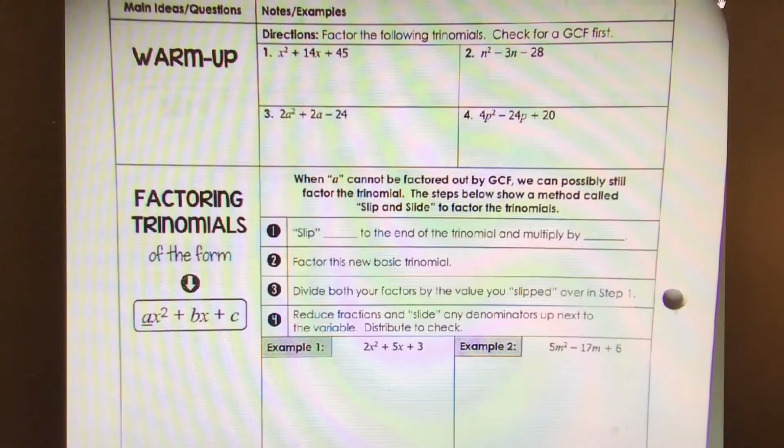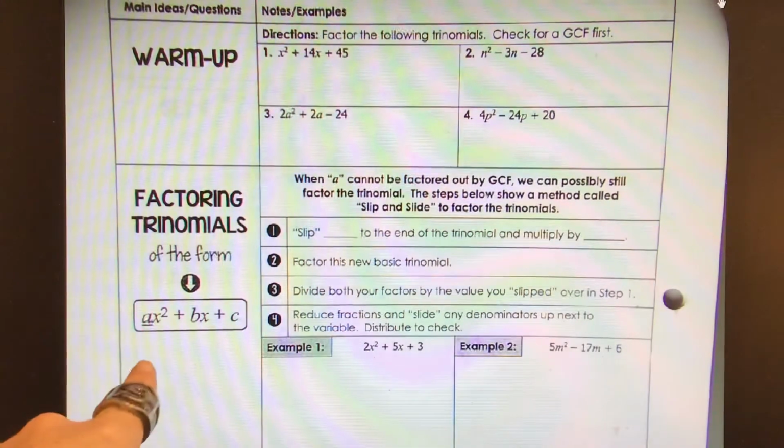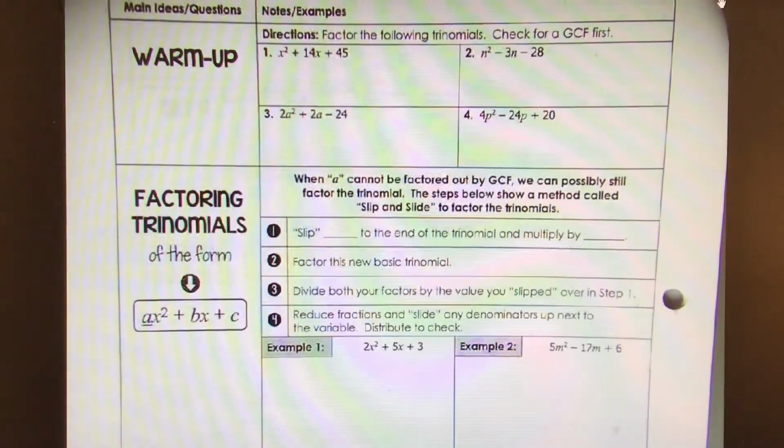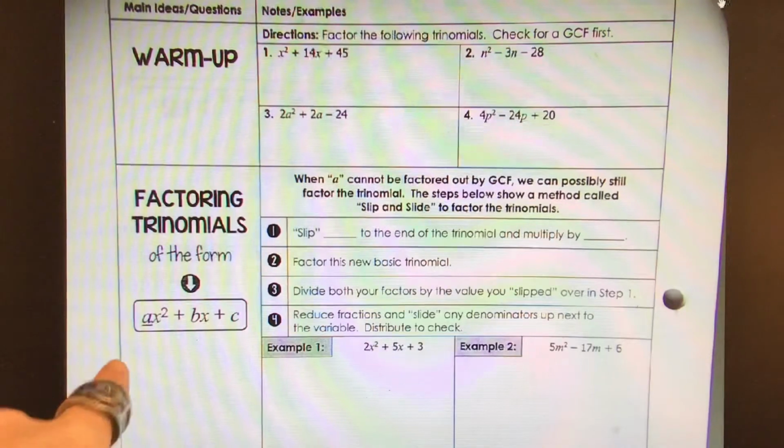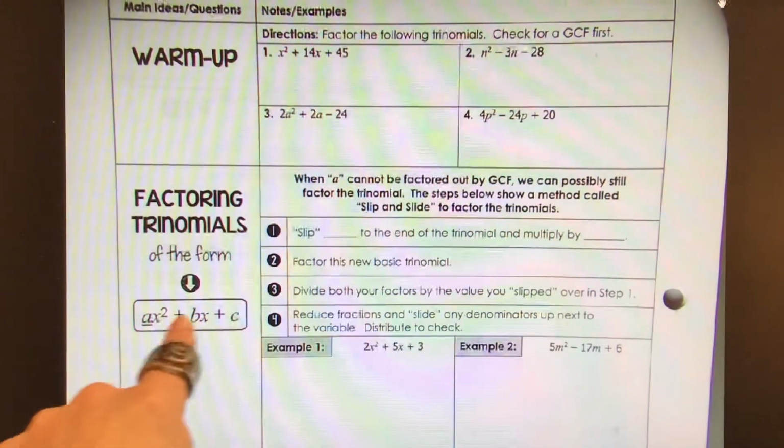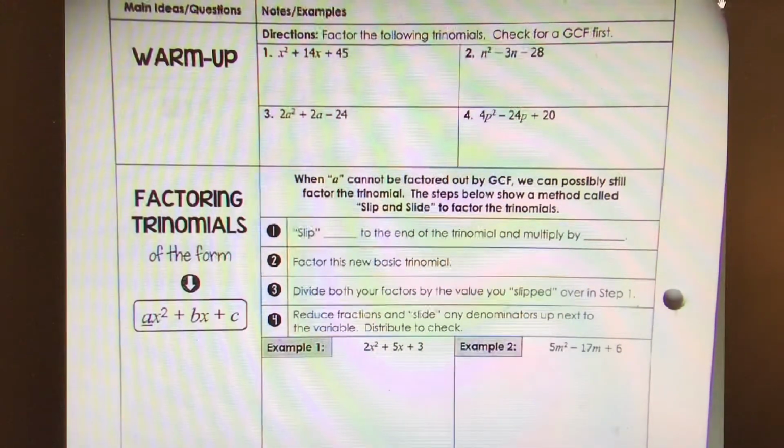You may notice that if you look at your trinomial and look here, there is an underlined A. So that A stands for the leading coefficient. In the past we have focused on factoring trinomials when this value is just 1. So in some respects it was a little bit easier because you didn't have that leading coefficient that was over 1 that you had to deal with.